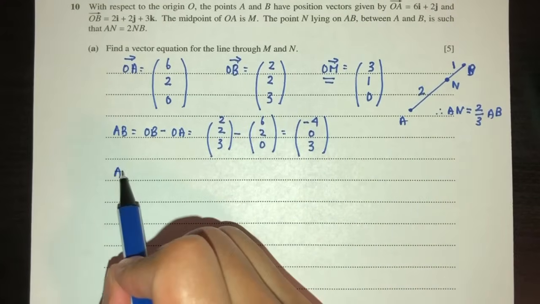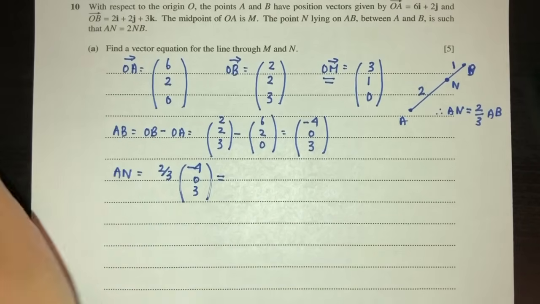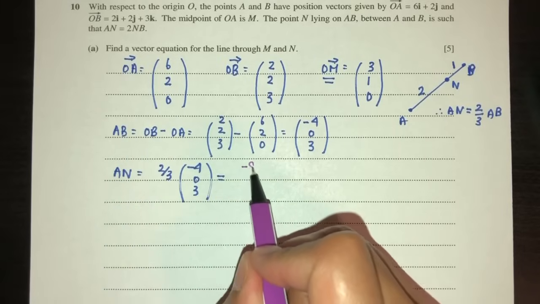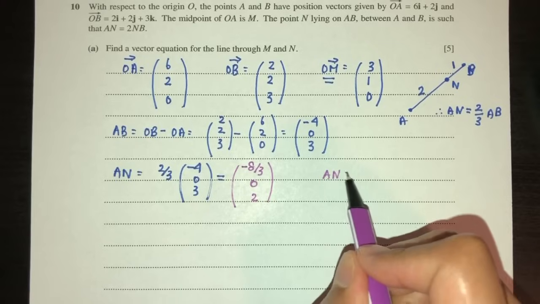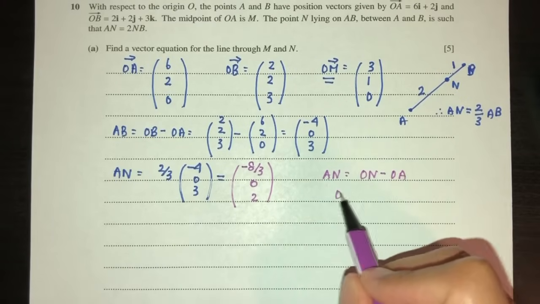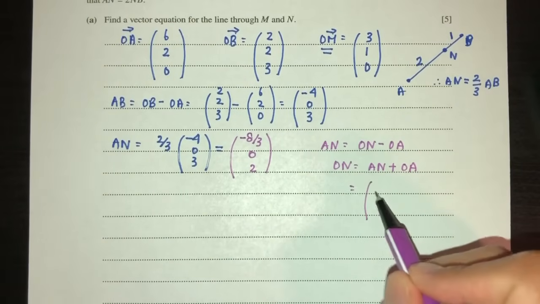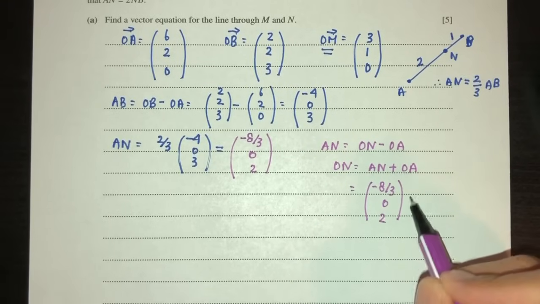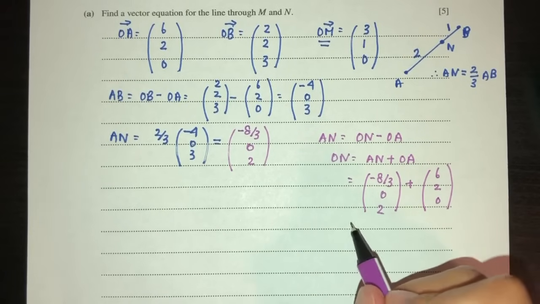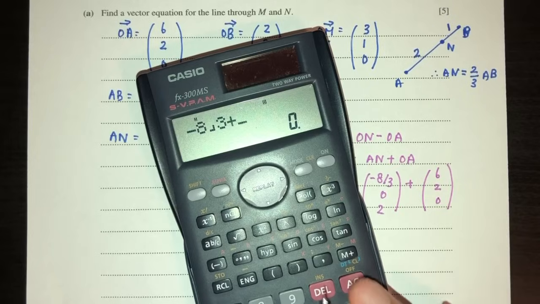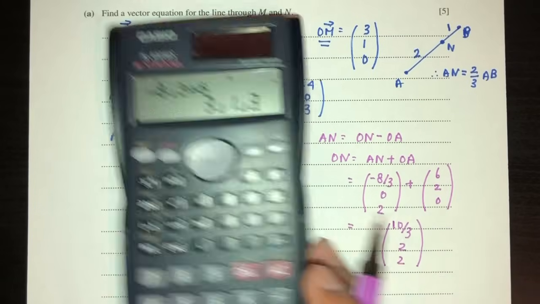Now we have to find AN. AN is equal to 2/3 of AB, which is minus 4, 0, and 3. So 2 times minus 4 will be minus 8 over 3, then 0, and then 2. So AN is equal to this. We know that AN is equal to ON minus OA, so ON will be equal to AN plus OA. AN is minus 8 over 3, 0, 2, plus OA, which is 6, 2, 0. So minus 8 over 3 plus 6 will be 10 over 3, and then 2, 2. That will be your vector ON.